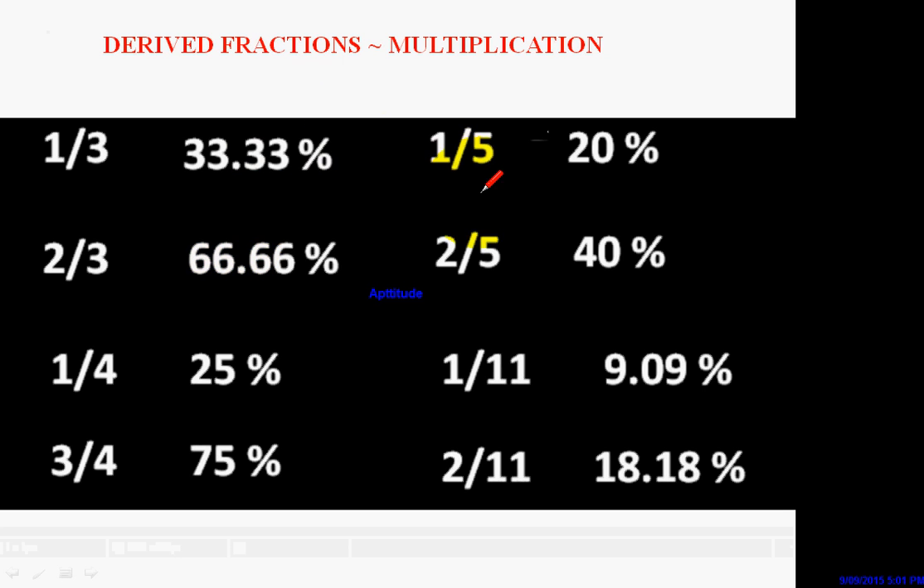Similarly, 1 by 5 is equivalent to 20%. Then 2 by 5, that is multiplying 1 by 5 by 2, gives you 2 by 5, which is 20 into 2, that is 40%. And 1 by 11 is equal to 9.09. To calculate the value for 2 by 11, multiply 9.09 by 2, which gives you 18.18%. These are some of the derived fractions which we get by multiplying.